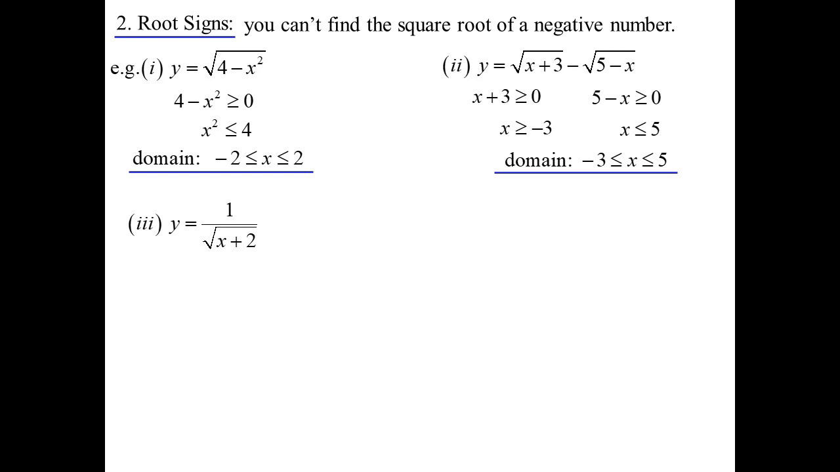The square root is telling me that x plus 2 has to be greater than or equal to 0. Combine the two together, then it's just x plus 2 is greater than 0, because in this case it can't equal 0. So x is greater than negative 2.